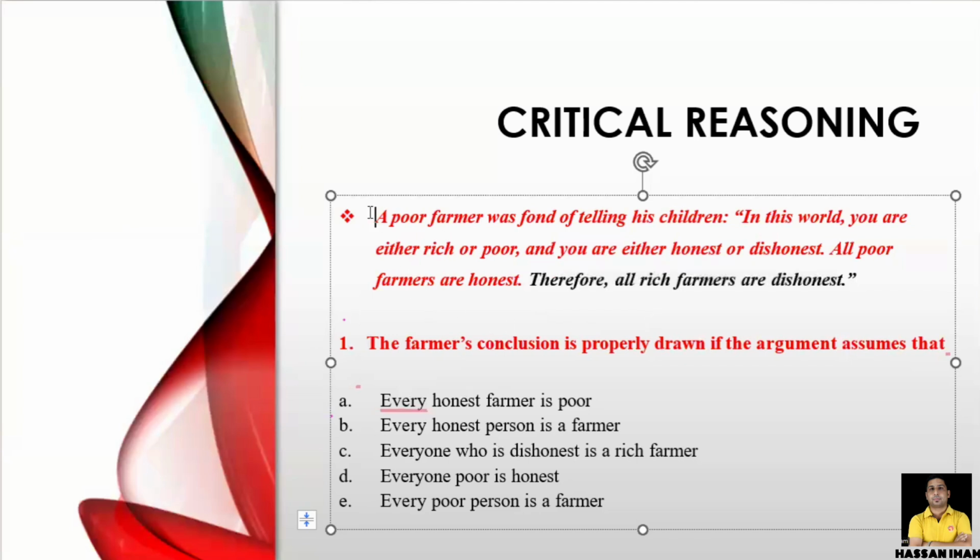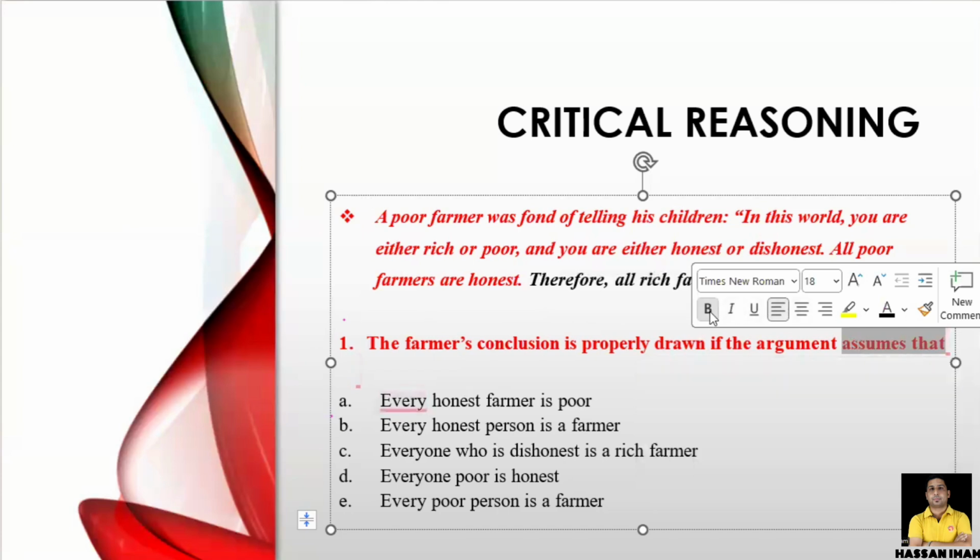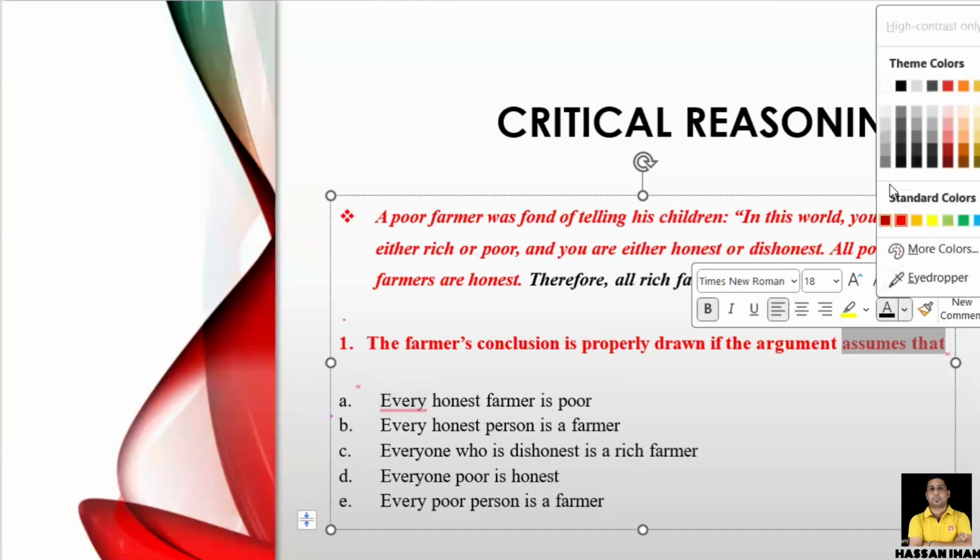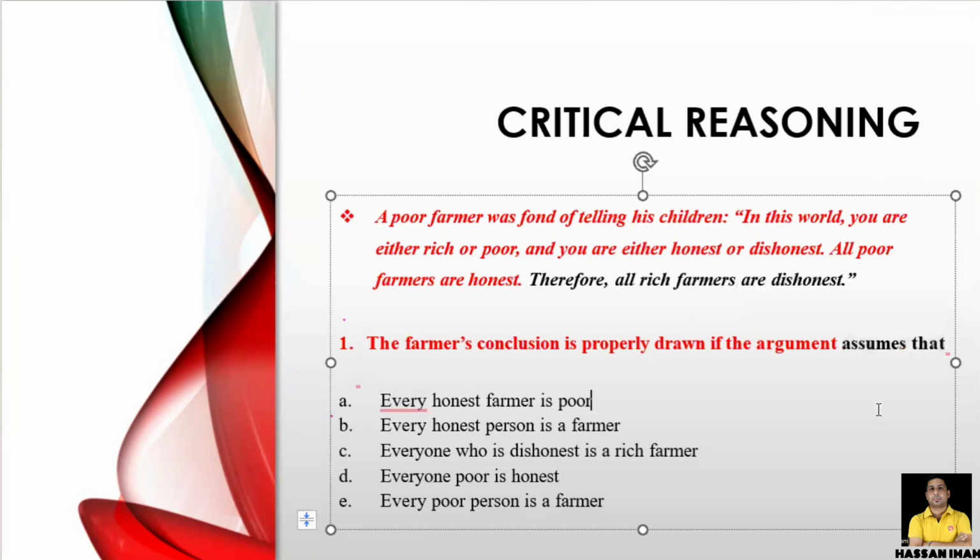So the author assumed that. So here, because of assumes that, this is a marker of assumption. So whenever there is assumes that in the question, it means it is assumption question.